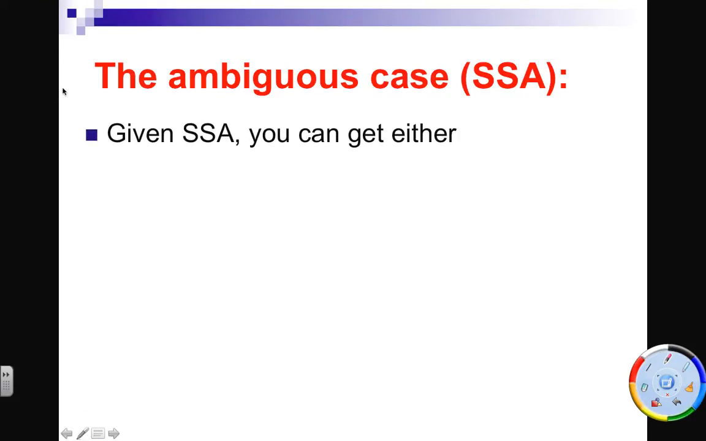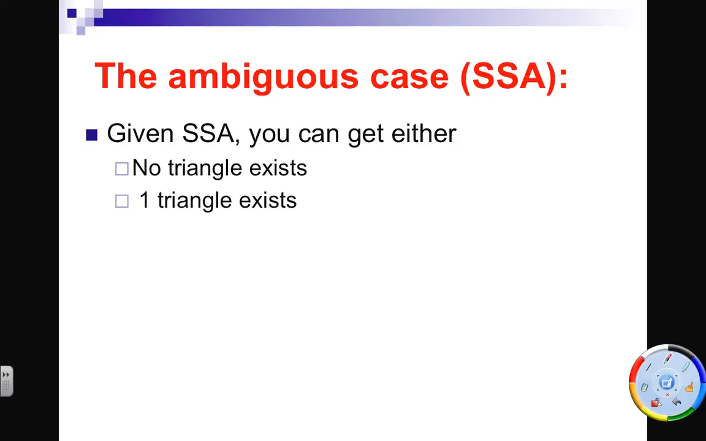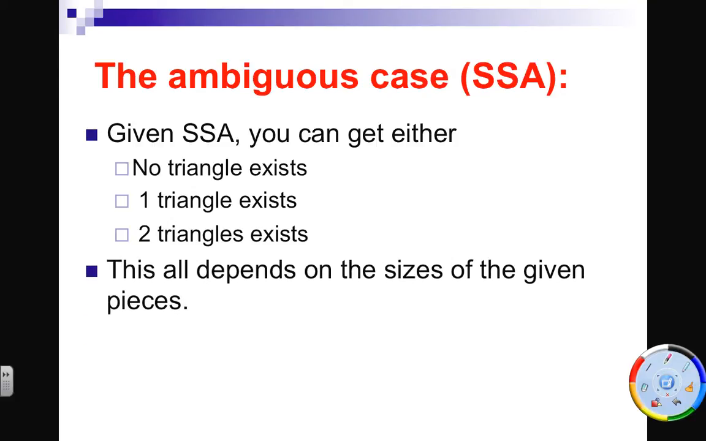All right, so if you're given the SSA, the ambiguous case, you can get either no triangle existing, and that's everybody's favorite, but you still have to do some work. You have to do a little bit of work to just determine if that triangle exists. And you could get one triangle existing, being that was the only triangle you could draw. Or, like I just said, you can get two triangles that exist. It all depends on the sizes of the given pieces, and it also has to do with the value of the height.